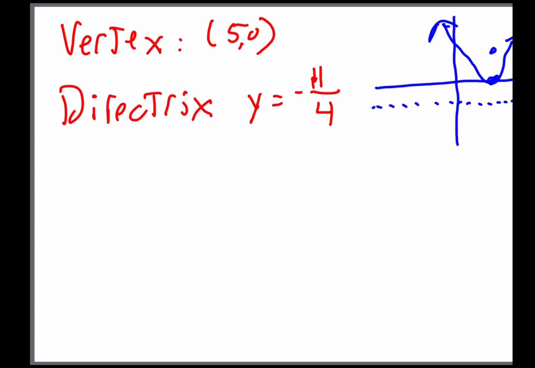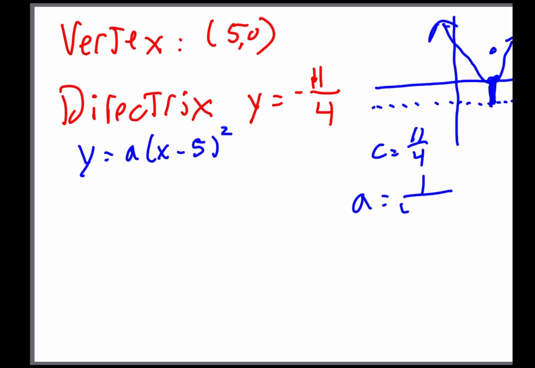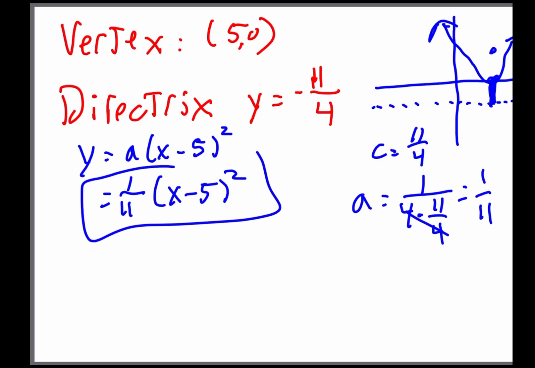So this tells me it's y equals. We've got y equals a times (x minus h), so (x minus 5) squared, plus k, but that's just 0. So c is essentially equal to 11/4. So a is going to equal 1/(4 times 11/4). The 4's cancel out, so we're left with 1/11. So y is going to be 1/11 times (x minus 5) squared. And there is our equation for it.